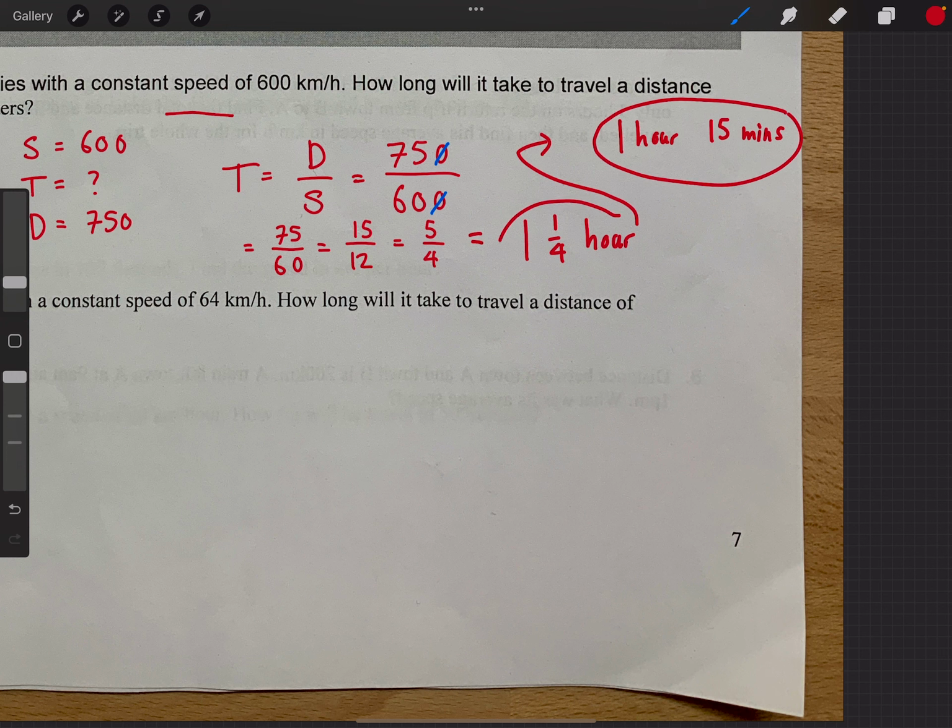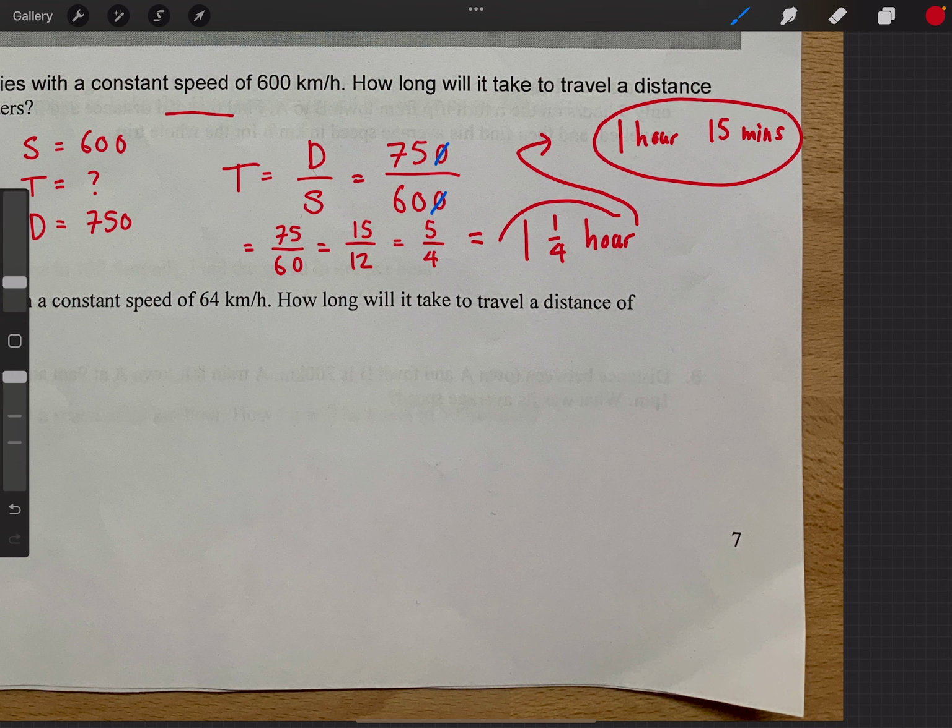Number 2. A taxi hurries with a constant speed. So speed again is given to be 64. Okay, how long would it take? So how long, which means we're looking again for time. To take a travel distance of 32 kilometers. So distance is equal to 32.